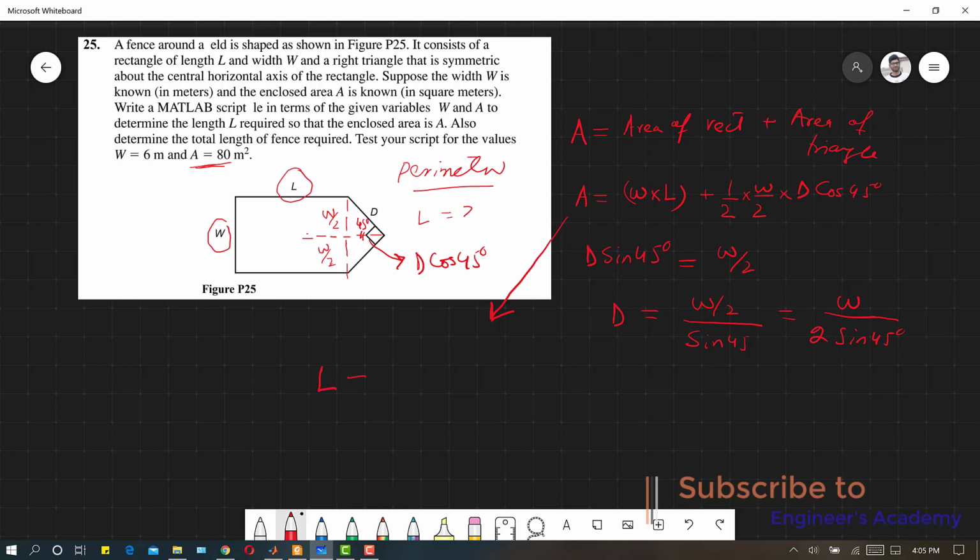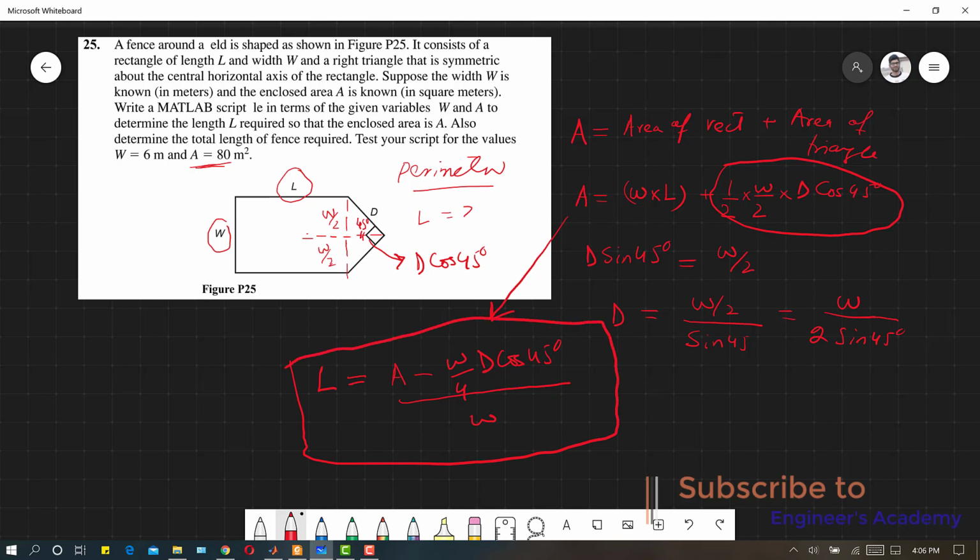So we will be able to find the value of length. So length will be equal to area minus this term. So we will write W by 4 D cos of 45 degrees divided by the width of this rectangle. So we will get the length. So we will use this equation for finding the length for this problem.